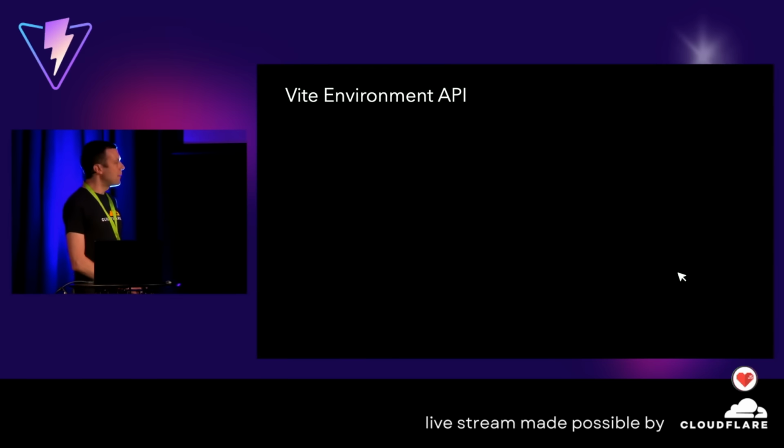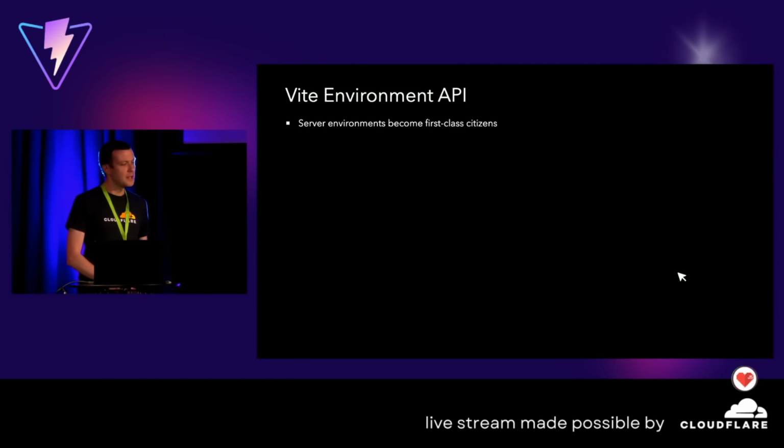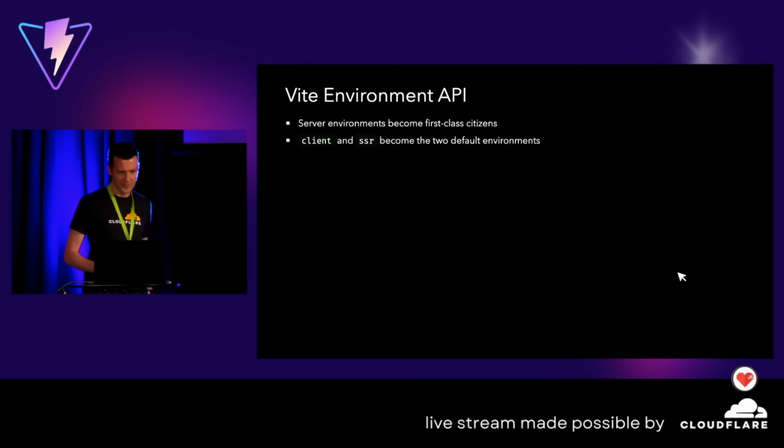So the Environment API, how does it solve some of these problems? Well, first of all, server environments become first-class citizens. So client and SSR become the two default environments. If you think back to that previous slide, we had the client build step, we had the server build step, and those are the two environments that now become the default.